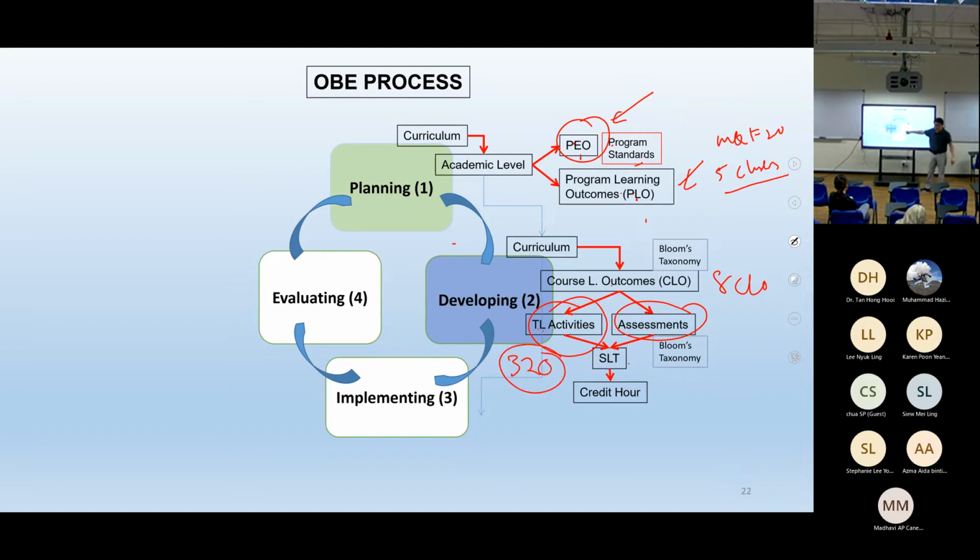320, yes guys, 320. So if it's 320, how many credits is that? 8, very good, 8. How do you get 8? 320 divided by 40, so 8. Now, 8, this course is 8 credit hours. Is there an 8 credit hour course? There is, so what do we do? Break it into 2, we break it into 2. So it's 4 credits.